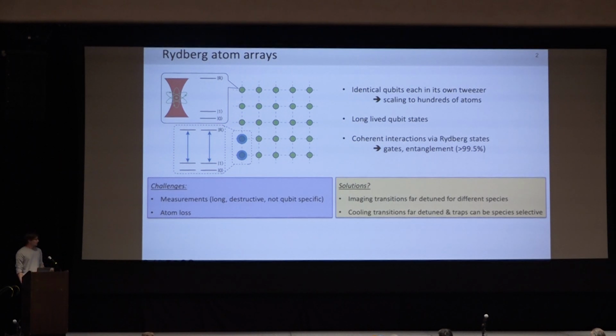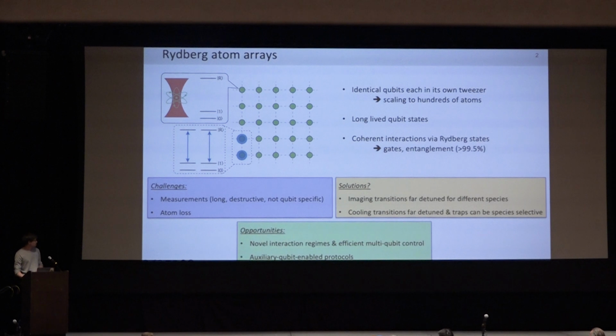Okay. And moreover, the cooling transitions that we use are also pretty tuned. And the traps that we use are also wavelength dependent for each species. So we can make our traps selective. And this means that we can think about doing things like reloading one species of atom whilst preserving coherence on the other, such that we always have a supply of atoms.